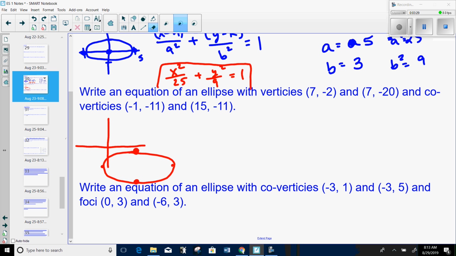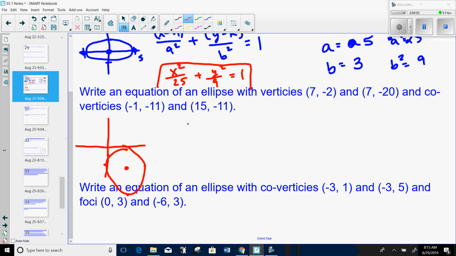If you want to make this a little more accurate, we can scale this back and make it look a little more normal. So if we go to the right 7, down negative 2, right 7, negative 20 would be way down in here, and then negative 1, negative 11 and 15, negative 11, and it would look something like this. I know it's not much better, but it looks a little bit better. If you're on an actual assessment, you'll be given some graphs to graph this, so that will help.